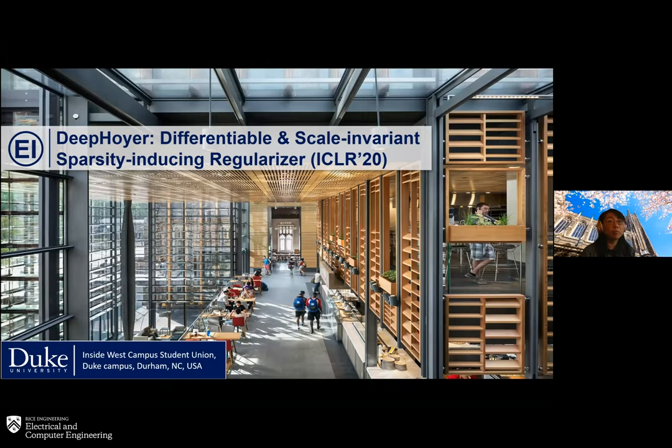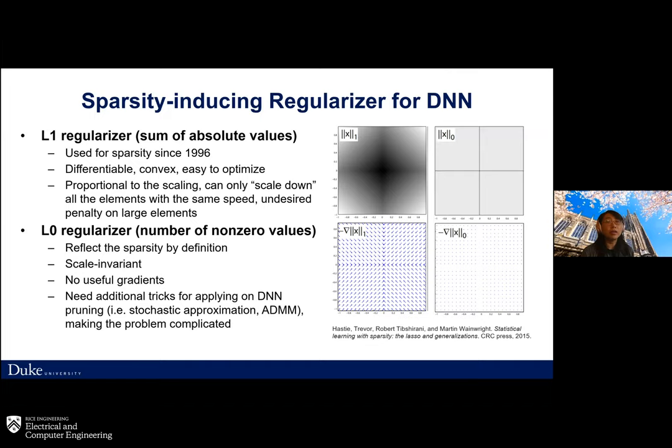This one is about the sparsity-inducing regularizer for DNNs. You may have heard that during DNN training, we apply certain regularizers, and L1 and L0 are pretty popular sparsity-inducing regularizers. The figure on the right-hand side presents the contour and the gradient direction of the two regularizers. Comparing them, the L1 regularizer is differentiable and convex, so it is easy to optimize. However, the value of the L1 regularizer is proportional to the scale of the parameters.